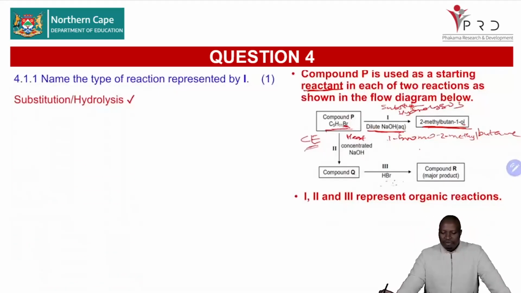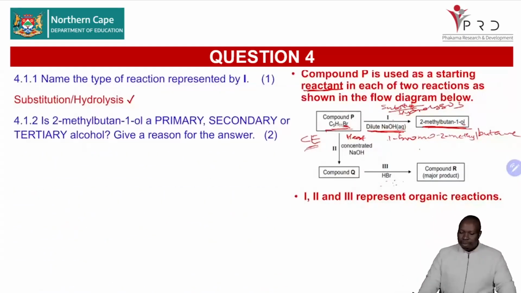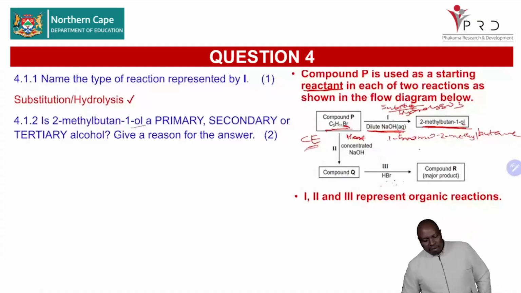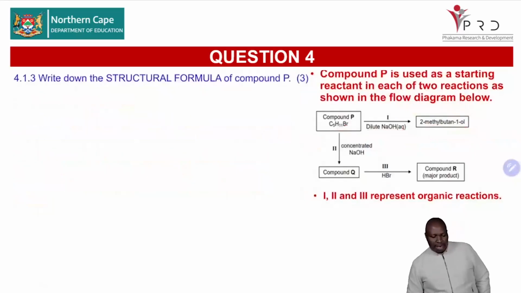And then the name of the type of reaction by one, we said is substitution because we're using dilute sodium hydroxide. And then, is 2-methyl butan-1-ol a primary, secondary, or tertiary alcohol? So you can see that the 1-ol there, in terms of the OH, the carbon which it is bonded to is a primary carbon, because the carbon atom bonded to the OH is bonded to only one other carbon. How many other carbons? One other carbon. So we're calling it primary alcohol.